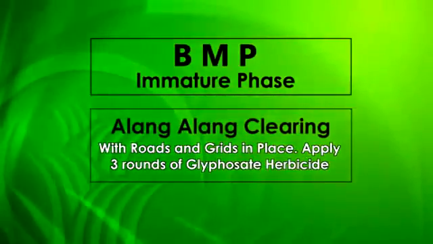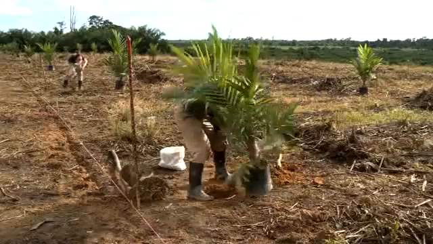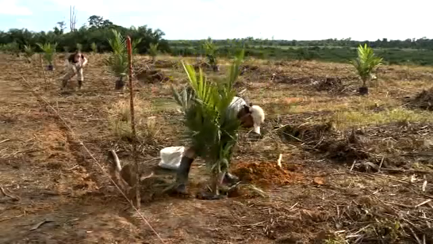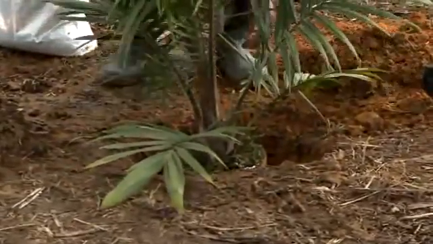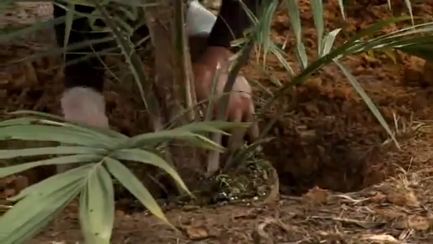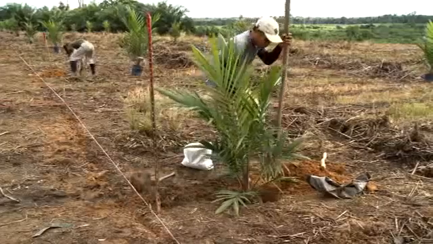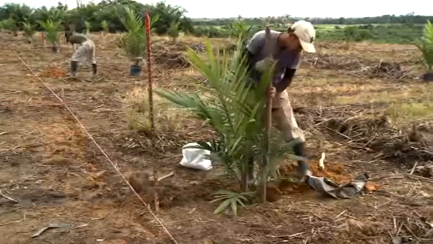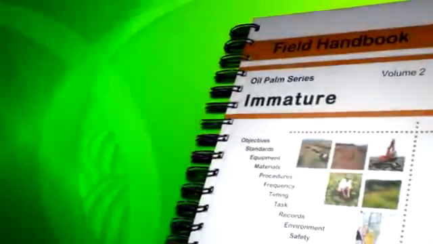With all alang-alang removed, holes are dug for planting the seedlings. To further close yield gaps, planting holes are equidistant in the triangular grid. In mineral soils, palms are planted so that the base of the palm bowl is level with the surrounding soil. Soil is firm and evenly consolidated around the base of the seedling. Planting holes should be 10 centimeters wider and deeper than the size of the polybag. The IP&I Field Handbook, Immature, provides further guidance.